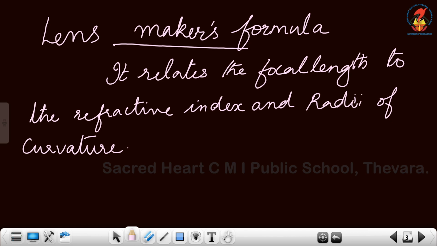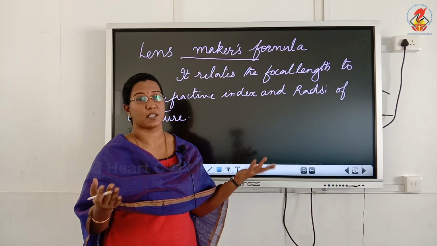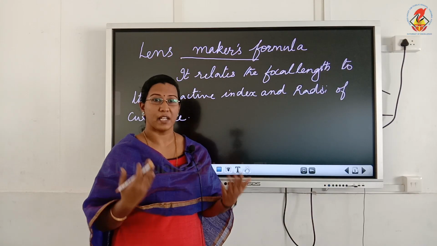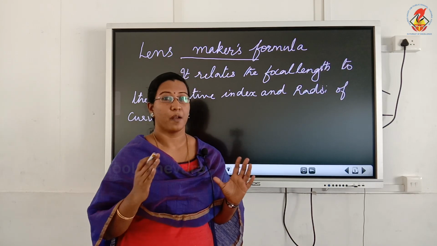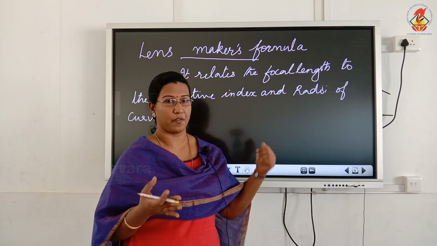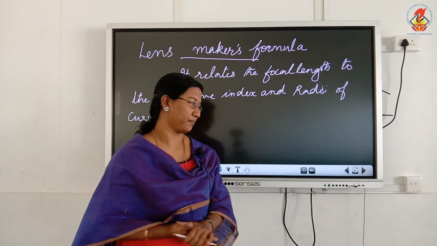So, lens maker's formula is an equation which relates the focal length, refractive index and radii of curvature of the lens. Sometimes you will not be asked the question, what is lens maker's formula? You will be asked to derive an equation which relates the focal length, refractive index and radii of curvature of the lens. So, you have to use this particular derivation.